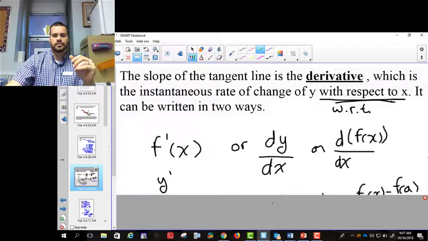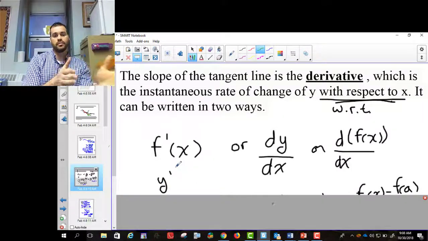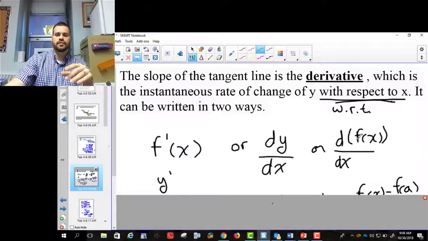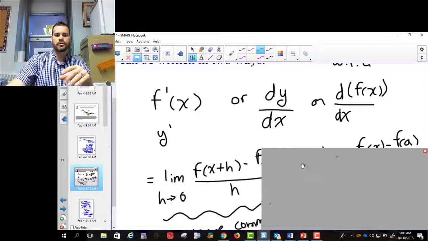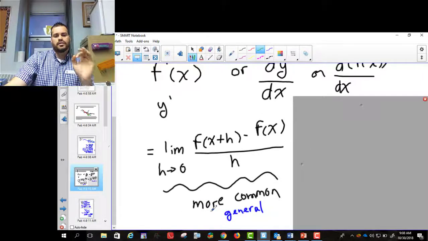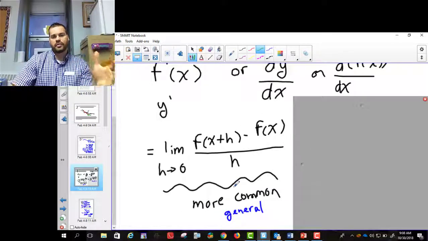But this is Newton's notation. This is Leibniz notation. So in Newton's notation, if you're taking the derivative, you just put f prime of x or y prime, depending on if it's y equals or f of x equals. Leibniz notation says d of f of x over dx or dy over dx. So we're saying the derivative is dy over dx. Okay, so we're defining that. That gives me the general limit definition of the derivative.